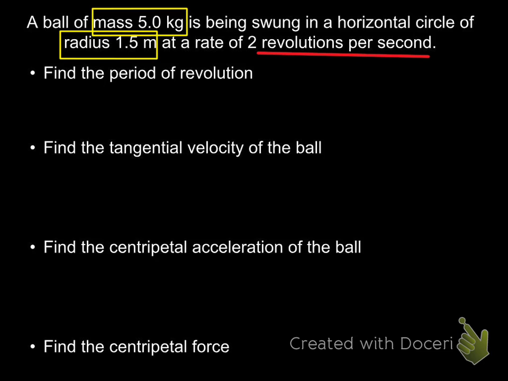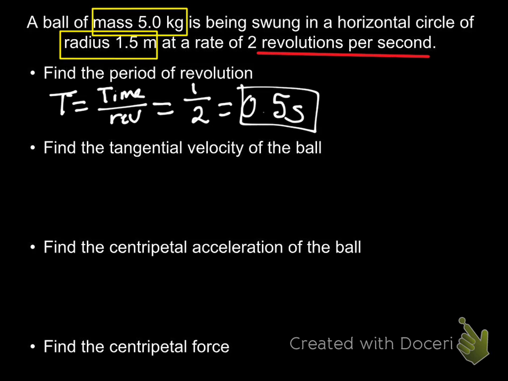So the first question is to find the period. And remember that period is the time divided by number of revolutions. And we know that we have 1 second and it goes around twice. So just like the previous problem, our period is 0.5 seconds.